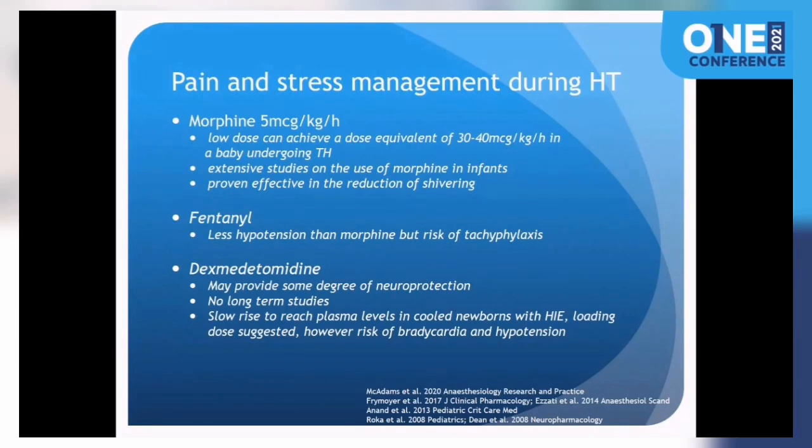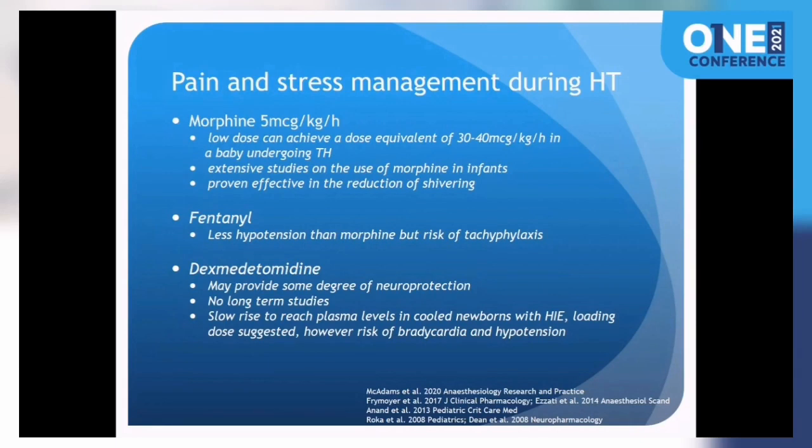Fentanyl can have fewer side effects in terms of respiratory depression and hypotension compared to morphine, but there is a greater risk of tachyphylaxis, tolerance and a diminished effectiveness of fentanyl regardless of the dose and how long you've been on it. And so we try to avoid fentanyl in these little ones.